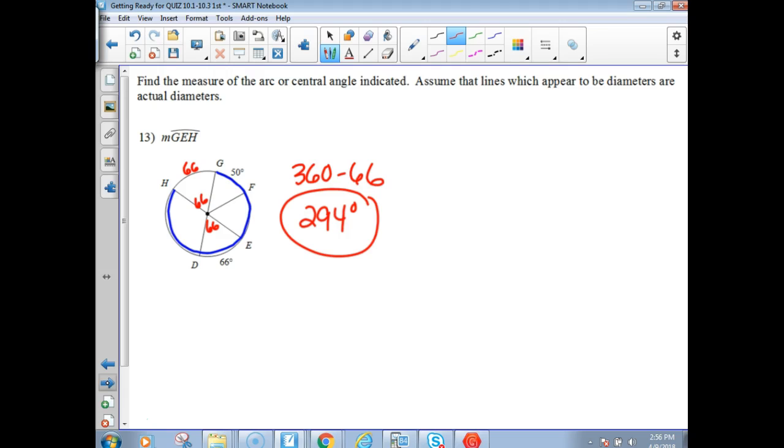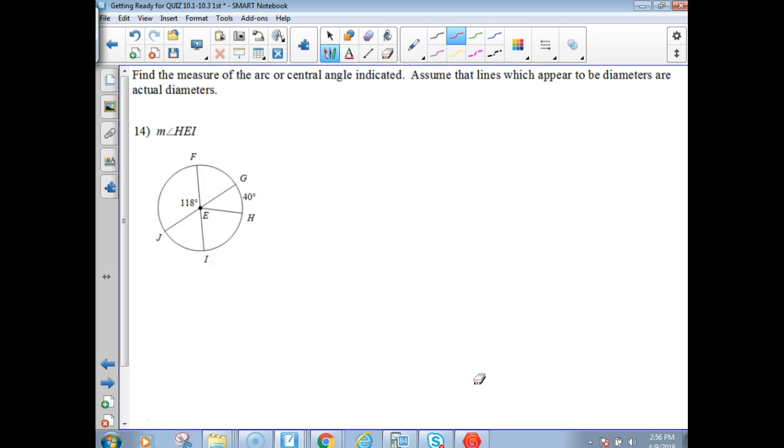Good. All right, next, 14. Find the measure of the arc or central angle indicated, HEI. HEI. Oh.